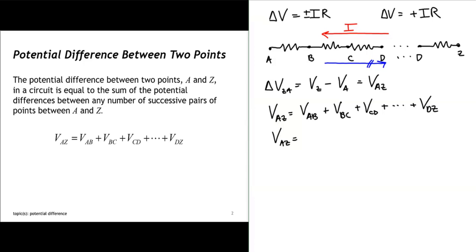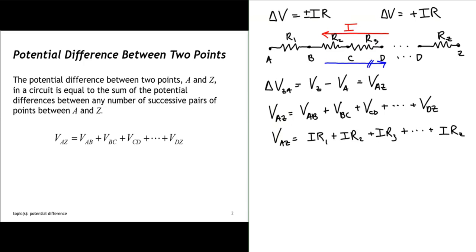So with this said, going from A to Z, let's label this resistor 1, resistor 2, resistor 3, and we'll just say this is resistor Z. So this would be the sum of the potential difference across resistor 1 plus the potential difference across resistor 2 plus the potential difference across resistor 3, all the way until we get to our last resistor.